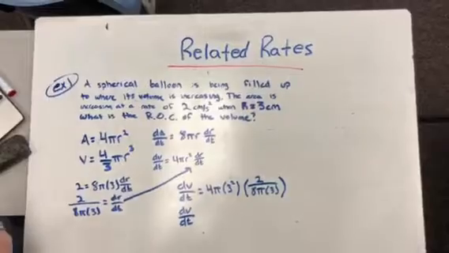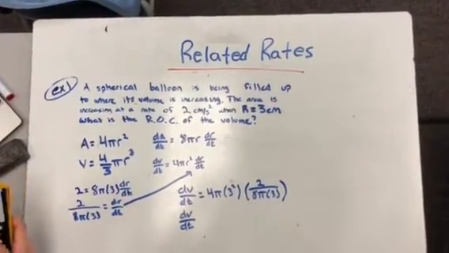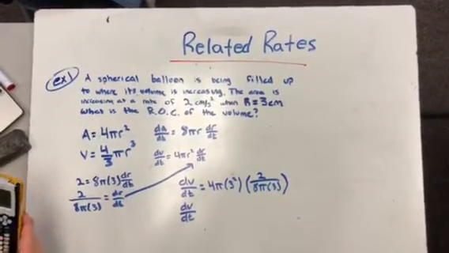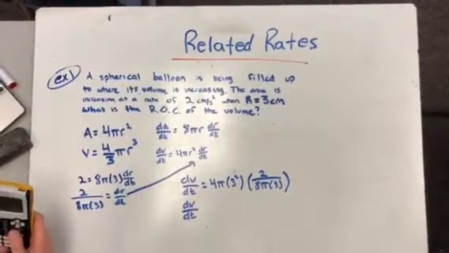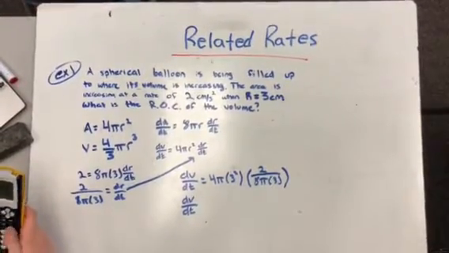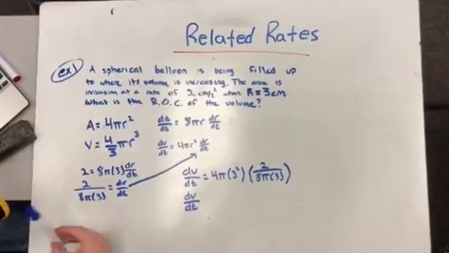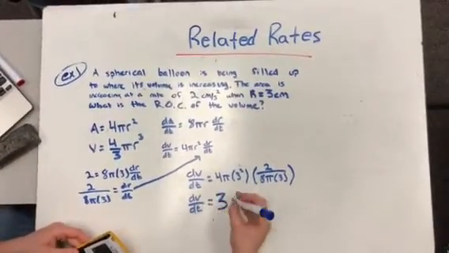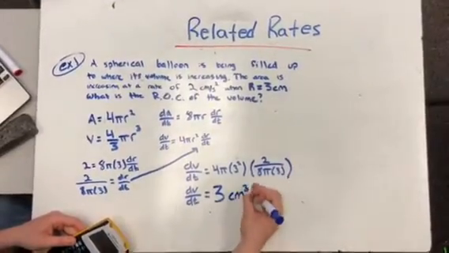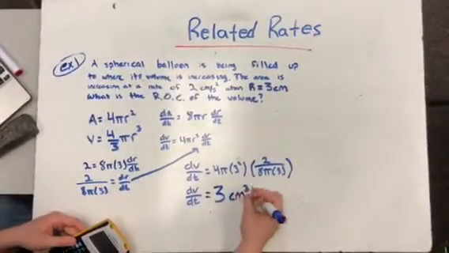It is important to note at this time that when doing a related rates problem, it is very important that you have a calculator with you at all times. The answer ends up being 3 centimeters cubed per second.